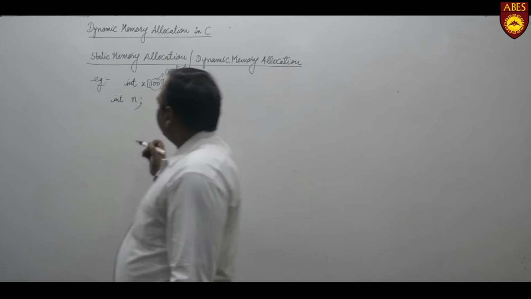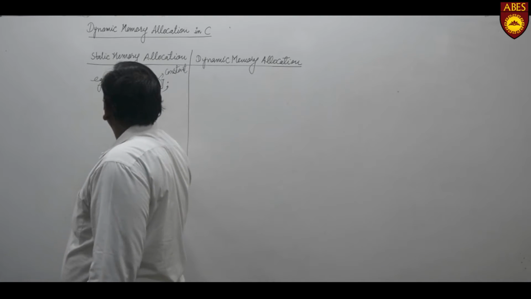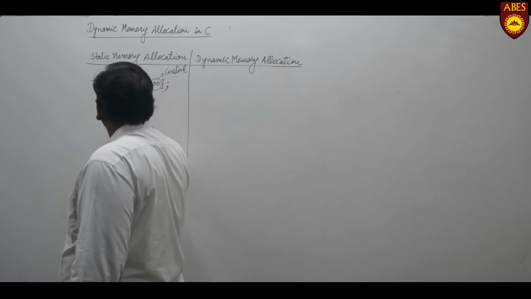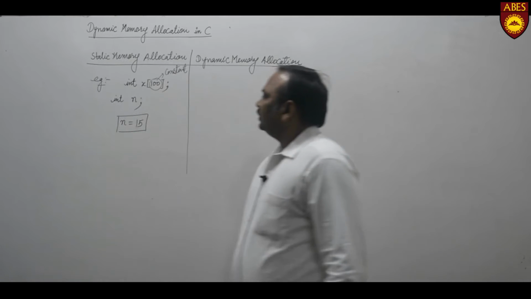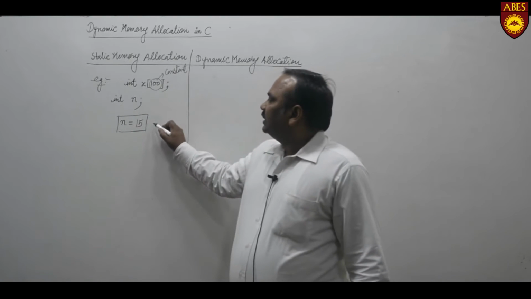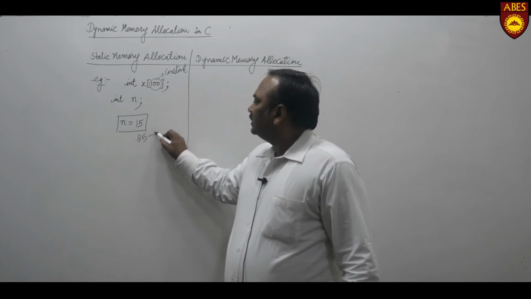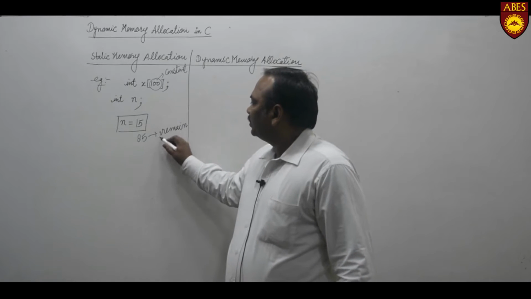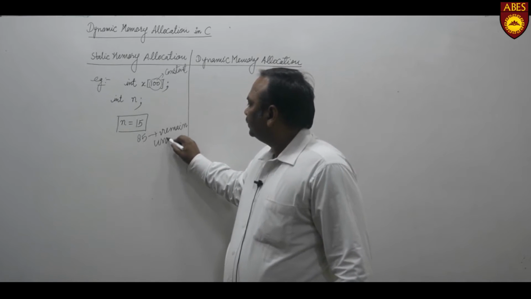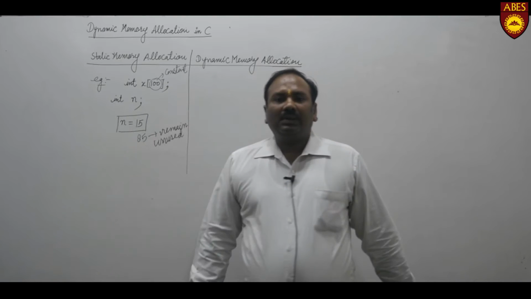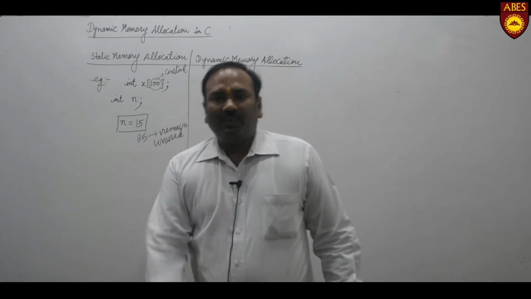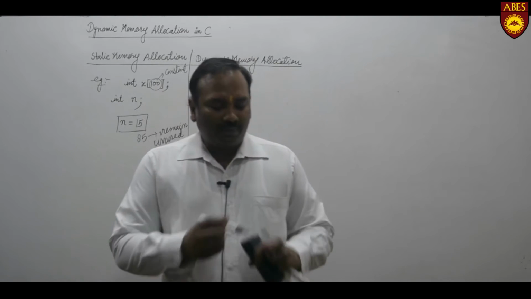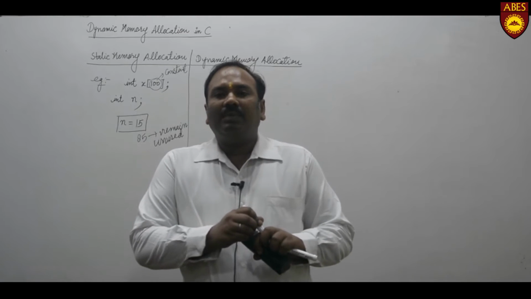Another situation, if n is suppose 15, it means the rest of the 85 locations remain unused. So one problem is the problem of overflow and the other is the problem of underflow. To overcome this problem of overflow and underflow, we use dynamic memory allocation.